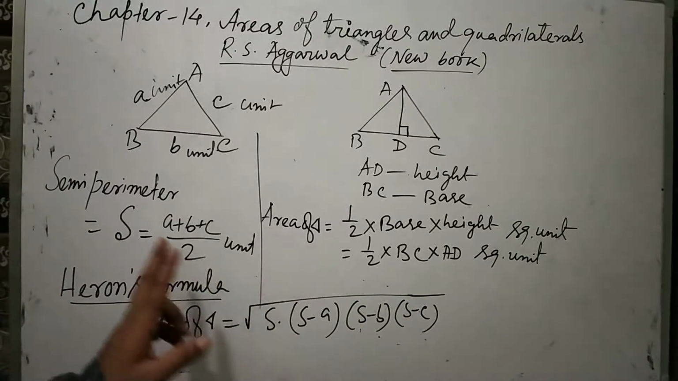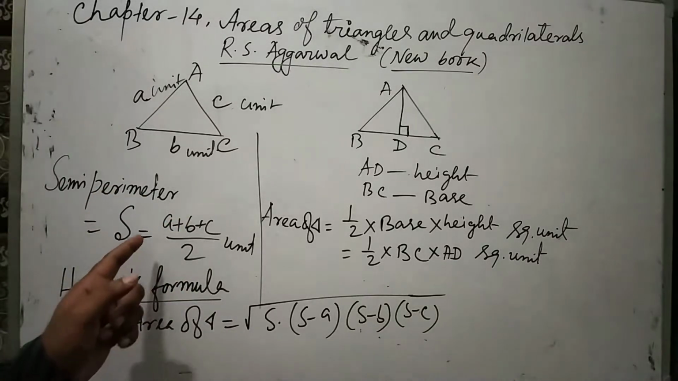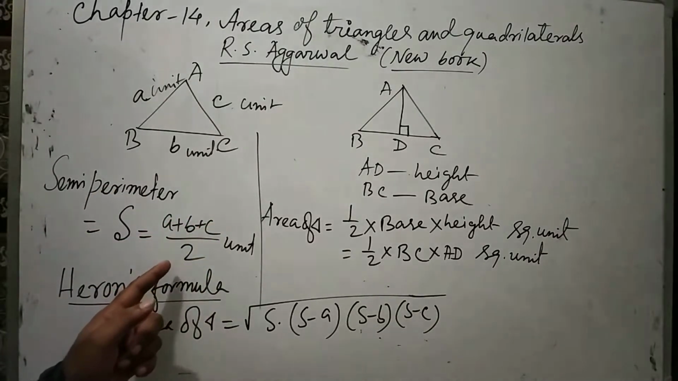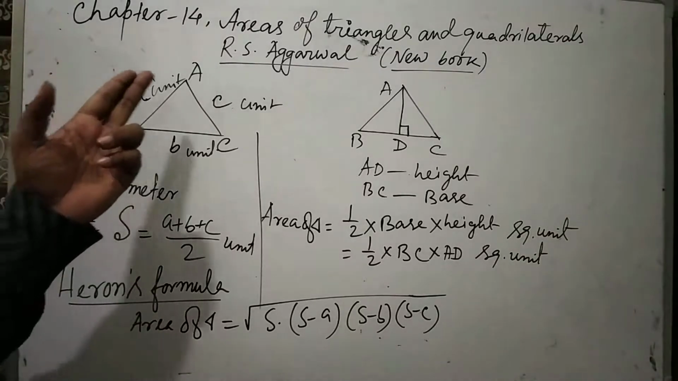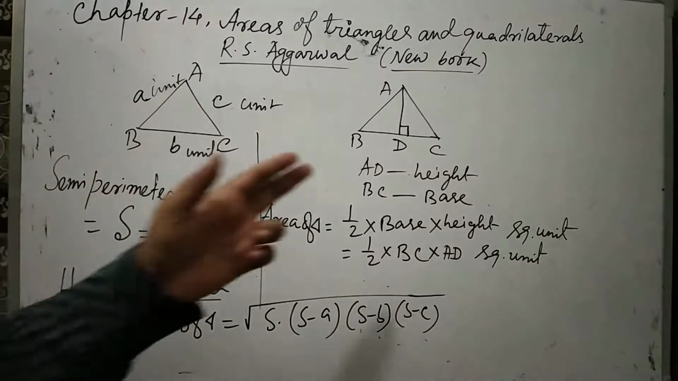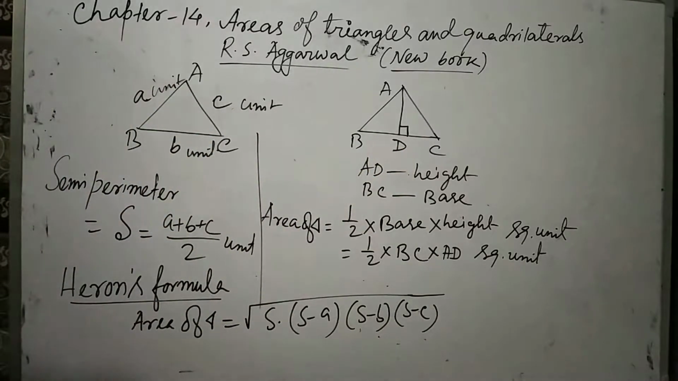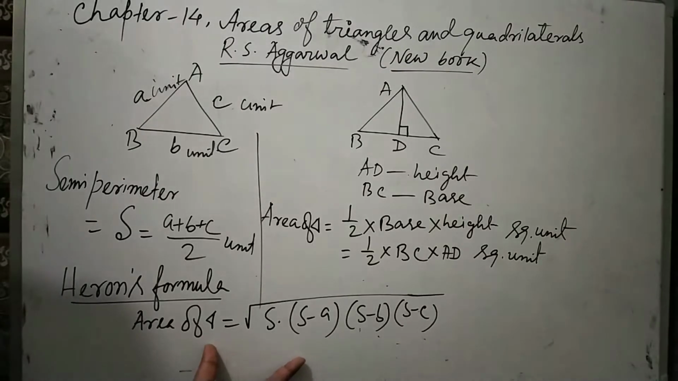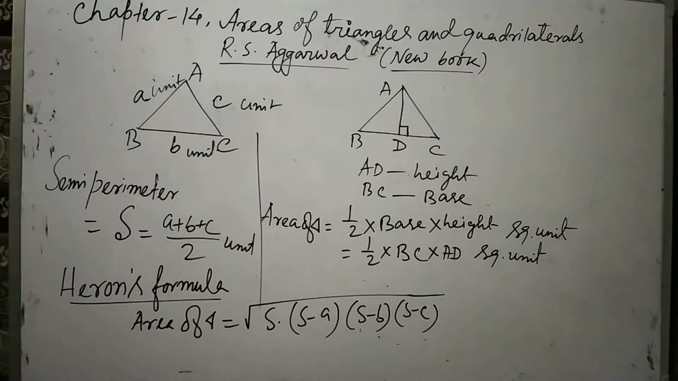Now you all know what S is. S is the semi-perimeter, that is the sum of all the three sides by 2. Then you can easily find out the area of the triangle whose only the measurements of the three sides are given, no height is given. For that case you have to use Heron's formula. That will be clear when we do some examples.